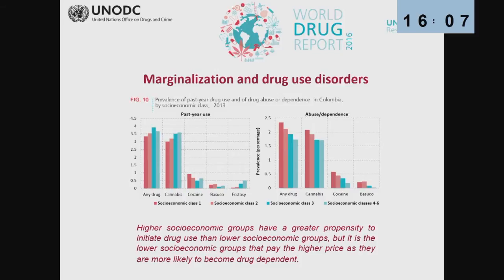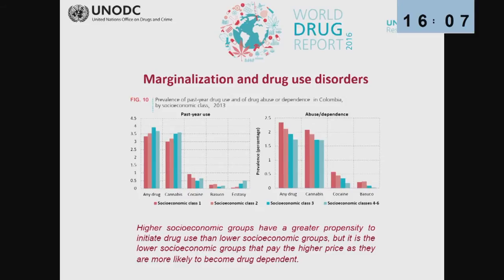here are some data from Colombia that I think are very revealing in understanding the impact on different social classes. The different colors that you see there: the red are the lower socioeconomic classes, and the blue ones are the richest.